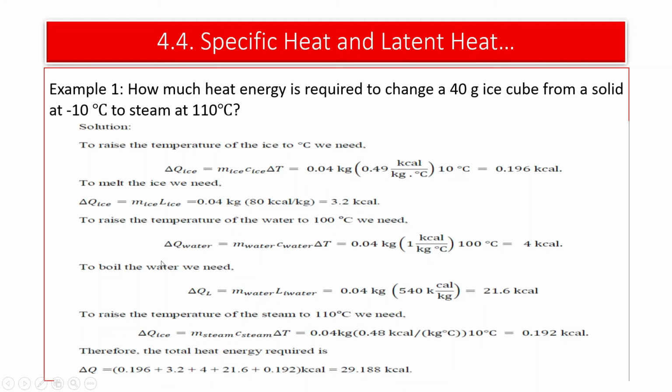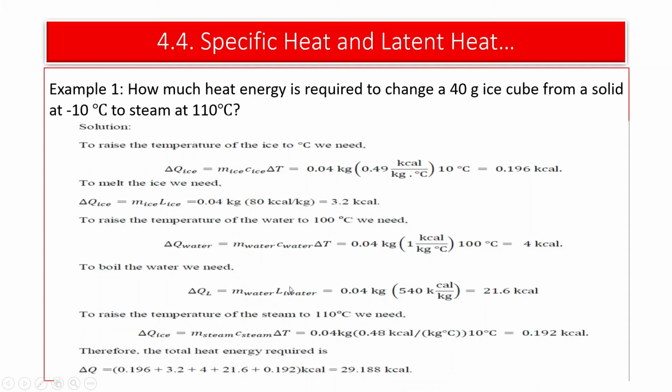The other one, Q3, is used to change from 0 degrees Celsius to 100 degrees Celsius, which we can represent by Q of water, which is mass of water times C, the specific heat capacity of water, times change in T. Change in T is 100 because it is from 0 to 100. The specific heat of water is 1. It is 0.49 for ice, but here it is 1 kilocalorie per kg per degree Celsius. When you multiply these together, finally you get 4 kilocalorie. This is Q3. Q4 is only needed to change from liquid phase to gas phase, so it is the latent heat of vaporization, where the mass is already known.